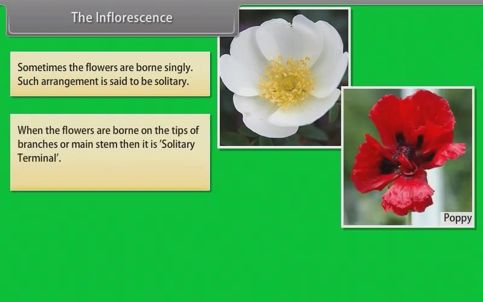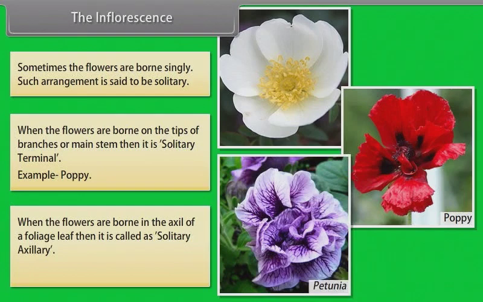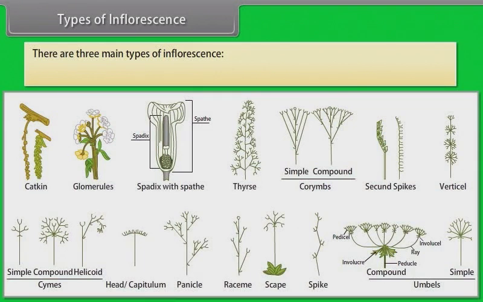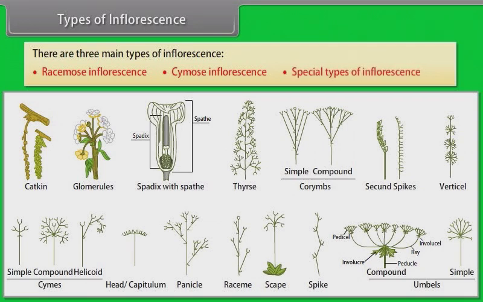When the flowers are borne on the tips of branches or main stem, then it is solitary terminal. Example, poppy. When the flowers are borne in axil of a foliage leaf, then it is called as solitary axillary. Example, petunia, hibiscus rosa-sinensis. Types of inflorescence. There are three main types of inflorescence: racemose inflorescence, cymose inflorescence, special types of inflorescences.